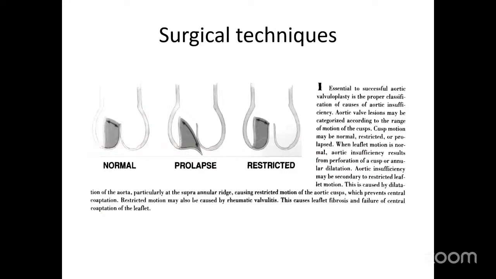Some surgical techniques. As you can see here, we have normal, prolapsed, and restricted leaflets and cusps. Essential to successful aortic valvuloplasty is the proper classification, of course, of aortic insufficiency mentioned previously. Aortic valve lesions may be categorized according to the range of motion of the cusp. That's why we mentioned earlier that the cusp is very important to determine whether you can repair this valve or this valve should be replaced.